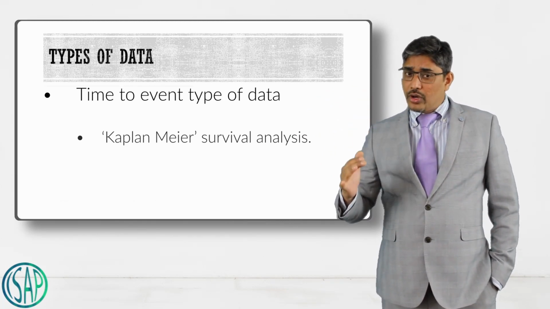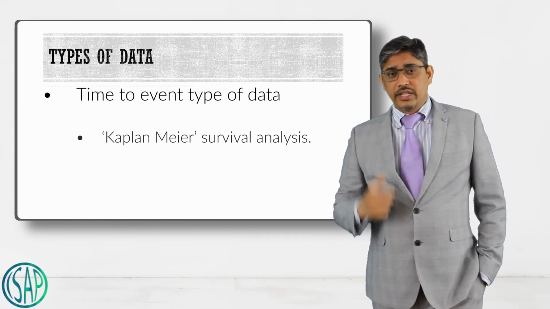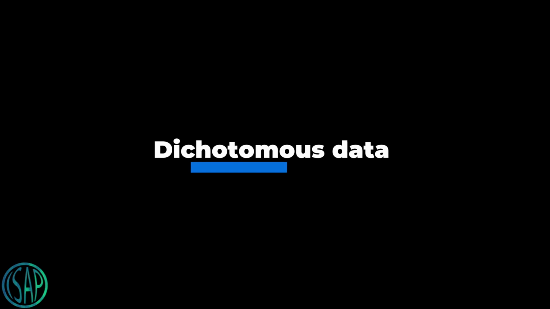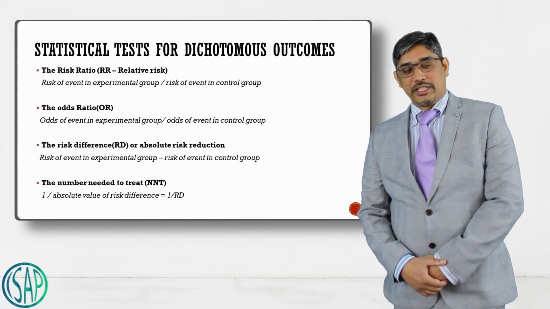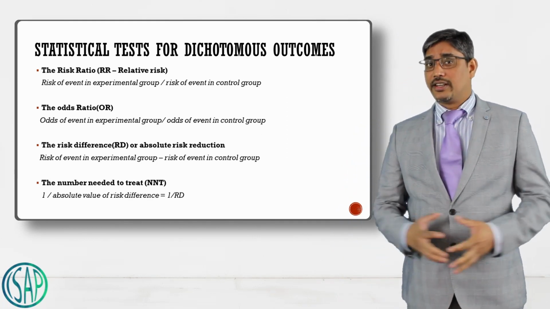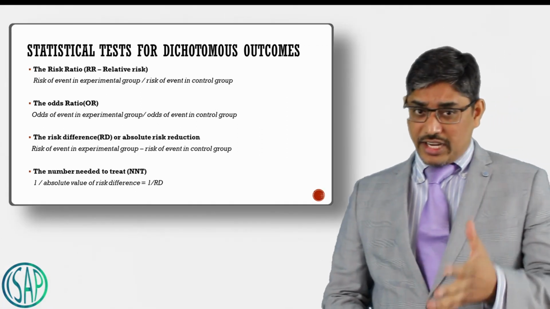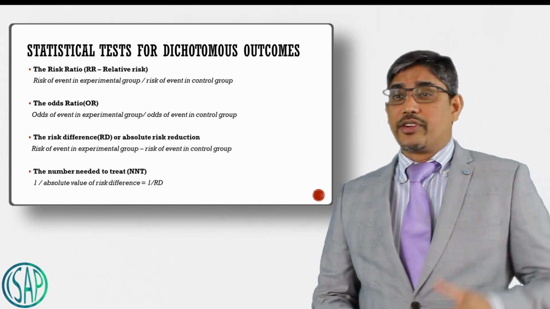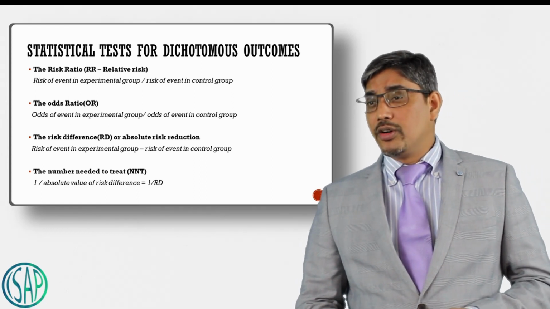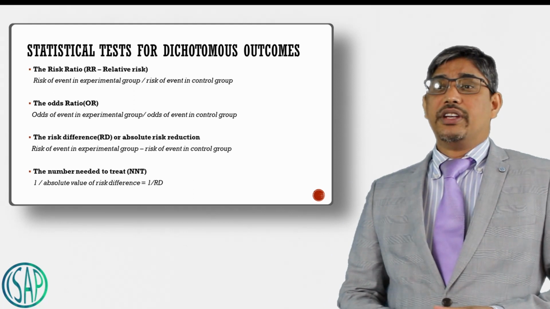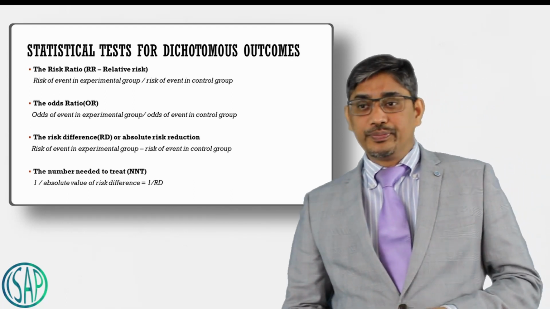Now I'm going to go into a bit more depth on dichotomous data. Statistical modeling for dichotomous outcomes. What are the statistical tests you can perform? For example, risk ratio or relative risk is nothing but the risk of the event happening in the experimental group compared with the risk of the event happening in the control group.